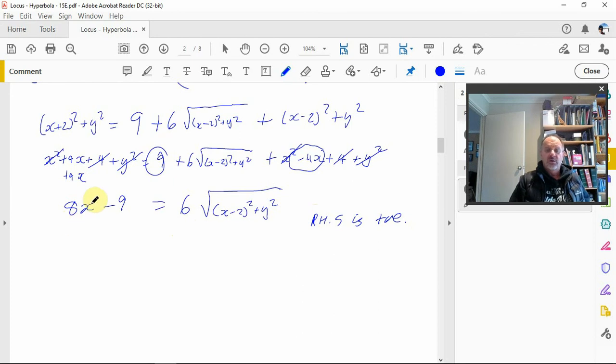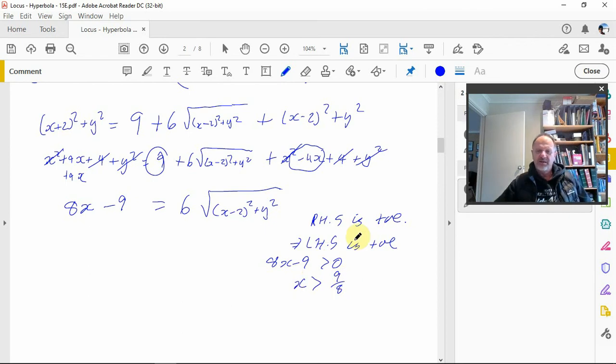So because this is an equation, this x that we use has to fit in with the right-hand side being positive. Now, if the right-hand side is positive, then the left-hand side has to be positive as well. So if you like, 8x minus 9 has to be greater than 0. And then when you rearrange that, x has got to be greater than 9/8.